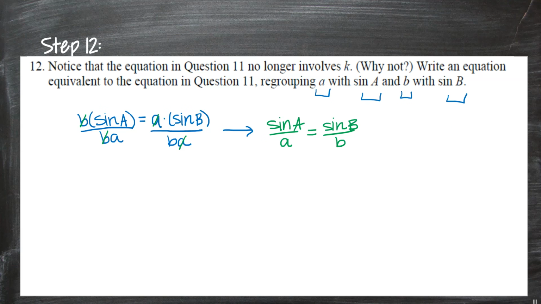So this time I did it a little bit differently. Instead of dividing both sides by B and then dividing both sides by A, I divided both sides by B and A at the same time. This makes the process a little bit more efficient. So when I do that, here the B's would cancel, leaving us with only an A in the denominator, and here the A's would cancel, leaving us with only a B in the denominator. So we get what we want. The sine of angle A over A is equal to the sine of angle B over B.